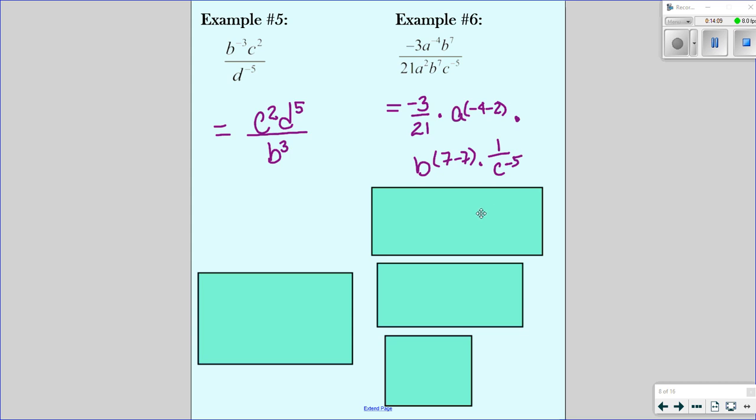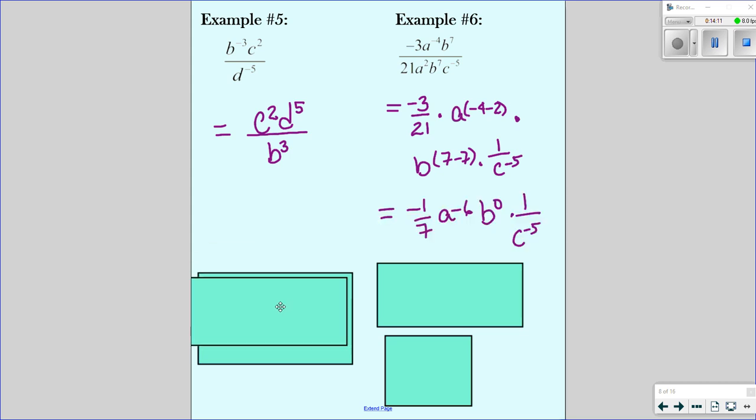Right, let's take it to the next step. I simplified my fraction, negative 1 over 7. I simplified the negative 4 minus 2, negative 6. This became 0, b to the 0 power, and then I just kept 1 over c to the 5th.